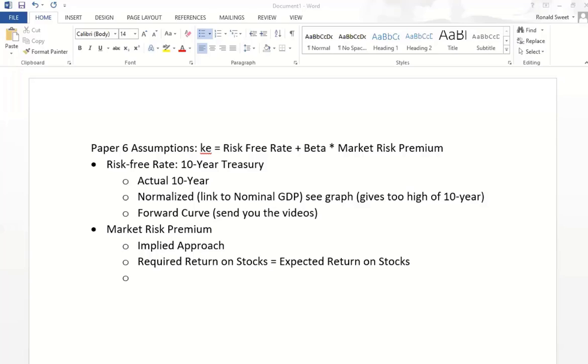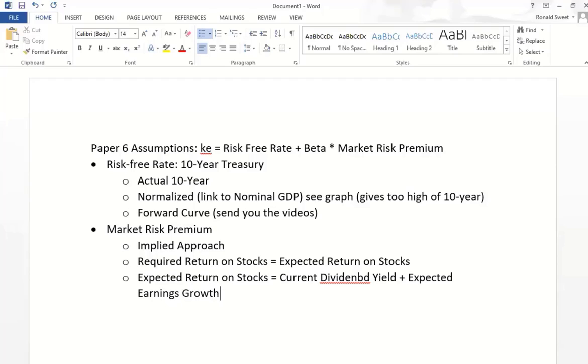So we talked last week about the required and the expected. We can't get the required return because it's a theoretical number, but we can get the expected return, and we're going to say the expected return on stocks equals the current dividend yield plus expected earnings growth. And then we're going to add one last thing to it, and this is really going to help us, I think, plus stock repurchases. I'll show you that tonight as well, plus expected growth.